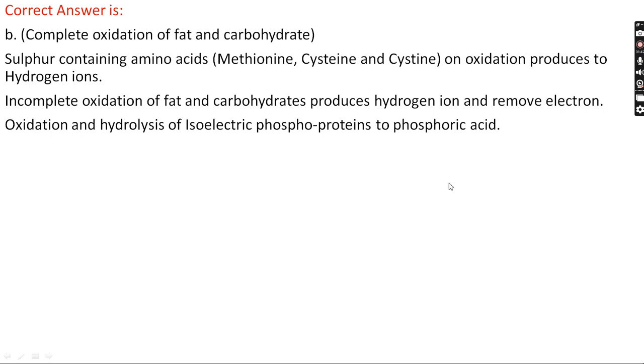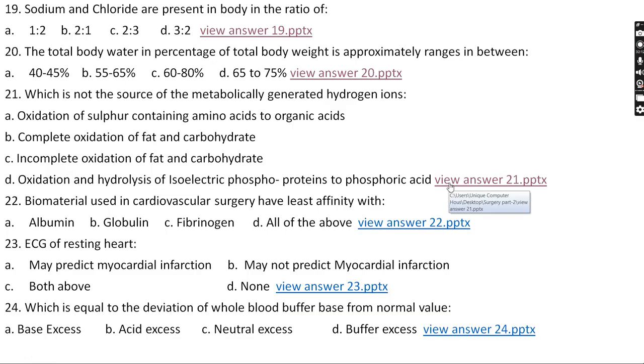Okay, only incomplete oxidation of fat and carbohydrate produces hydrogen ion. Also, amino acids like methionine, cysteine, and cystine, which mainly contain sulfur, on oxidation produce hydrogen ion. Similarly, oxidation and hydrolysis of isoelectric phosphoprotein to phosphoric acid also releases the hydrogen ion.